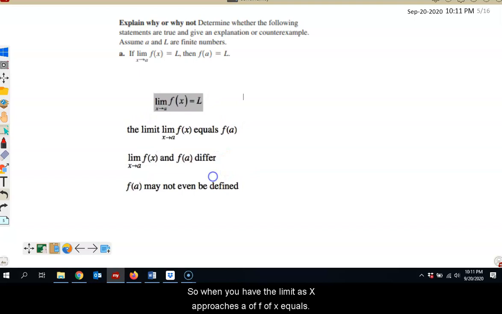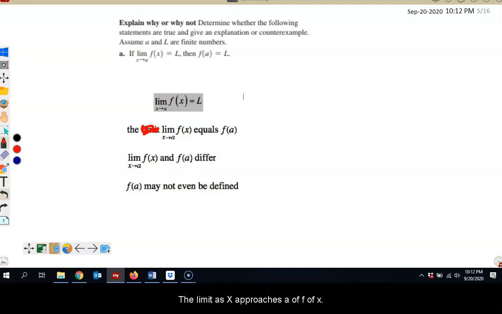So when you have the limit as x approaches a of f of x equals L, you have a couple of things. The limit as x approaches a of f of x can equal f of a. The limit as x approaches a of f of x can differ from f of a, and f of a may not even be defined in order for that limit to exist. So in this particular case, this is not always true.